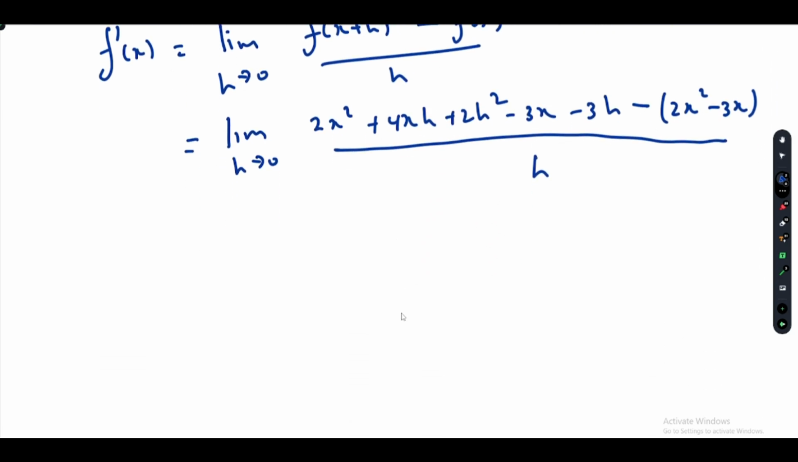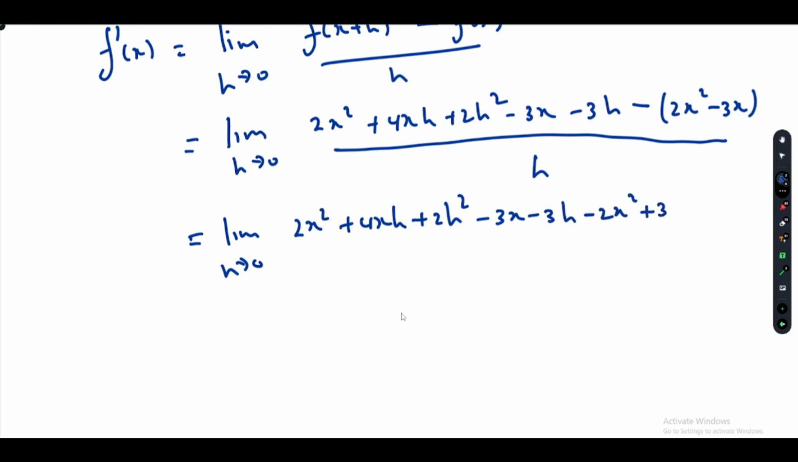Now, next thing we need to do in order to simplify is obviously multiply the negative into the bracket. So this leaves us with the limit as h approaches 0 of 2x squared plus 4xh plus 2h squared minus 3x minus 3h minus 2x squared plus 3x, all divided by h.